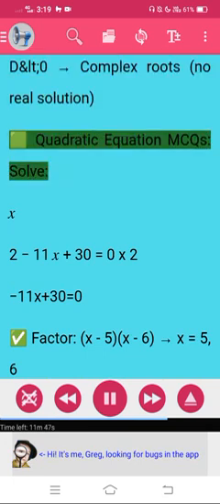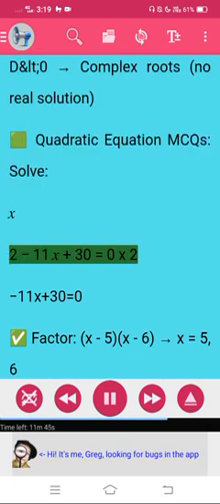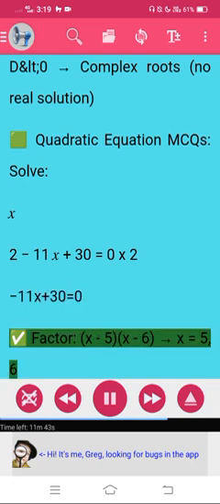Quadratic equation MCQs. Solve x² - 11x + 30 = 0. Factor: (x - 5)(x - 6) = 0 ⇒ x = 5, 6.